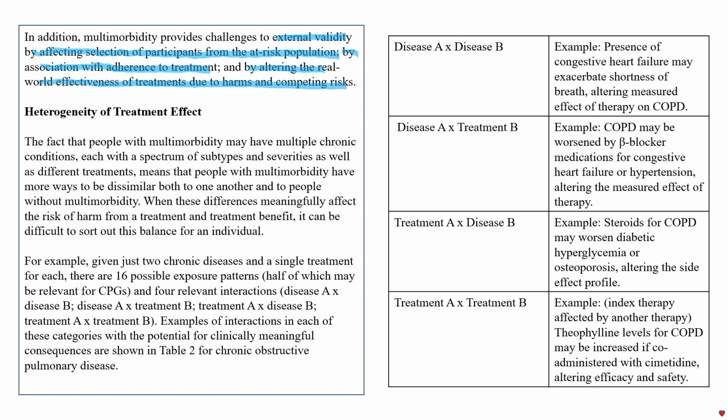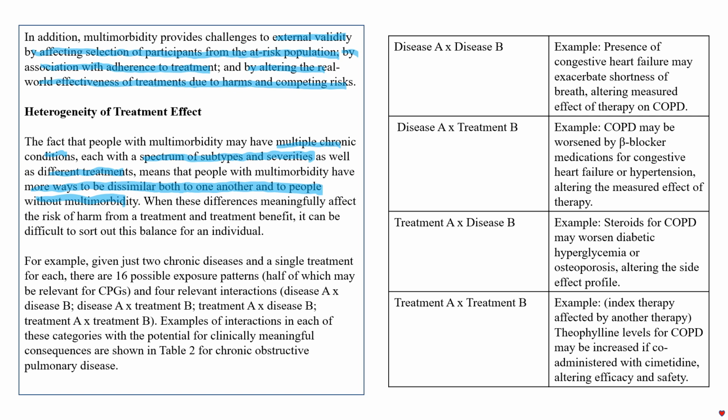Heterogeneity of treatment effect. The fact that people with multimorbidity have multiple chronic conditions, each with a spectrum of subtypes and severities, as well as different treatments, means that people with multimorbidity have more ways to be dissimilar both to one another and to people without multimorbidity. When these differences meaningfully affect the risk of harm from a treatment and treatment benefits, it can be difficult to sort out this balance for an individual.